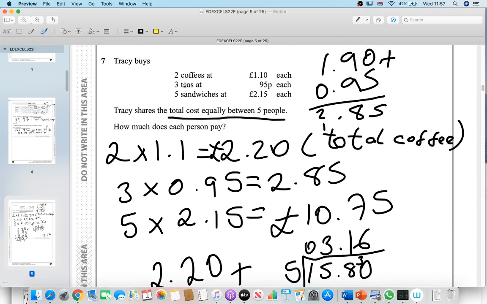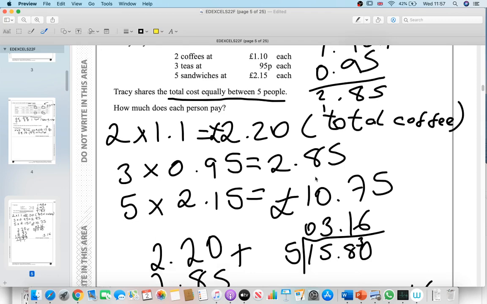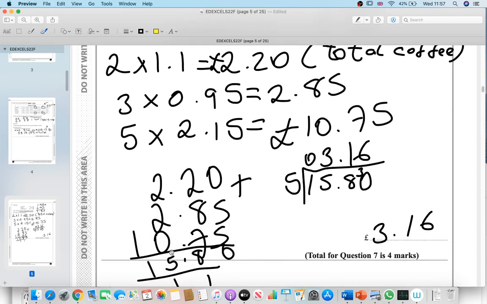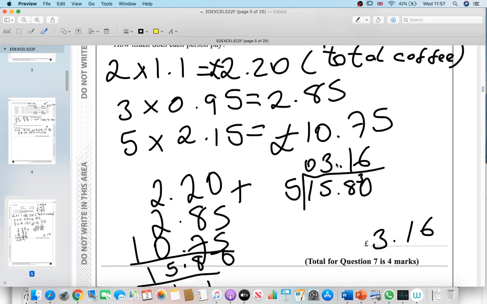Okay, so first of all, we have to work out the total cost first. So 2 times 1.1 plus 3 times 0.95 plus 5 times 2.15, and you should get an answer of £15.80 when you work out your answer.